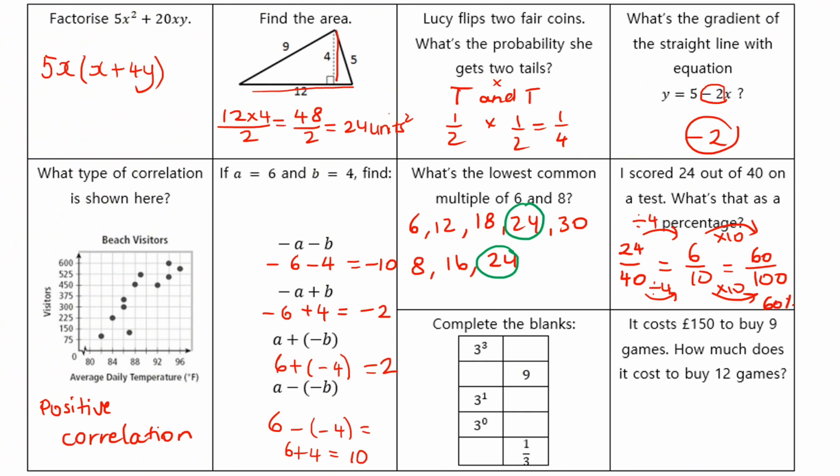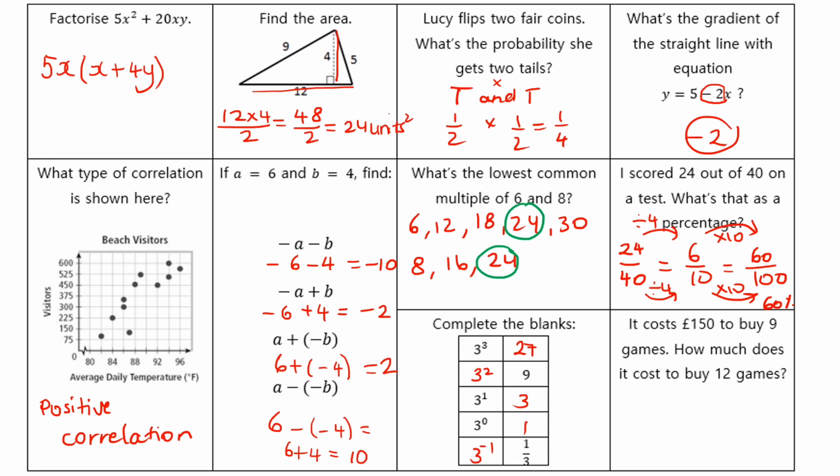3 cubed is 3 times 3, that's 9. 9 times 3 is 27. Of course, 3 squared is going to give us 9. 3 to the power of 1 is going to be 3. Any number or letter to the power of 0 is going to give you 1. And 1 out of 3 is the same thing as 3 to the power of -1.